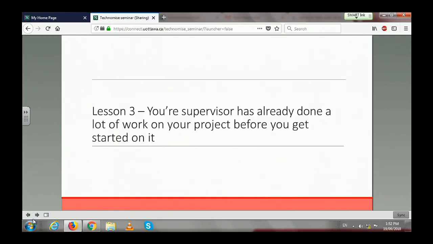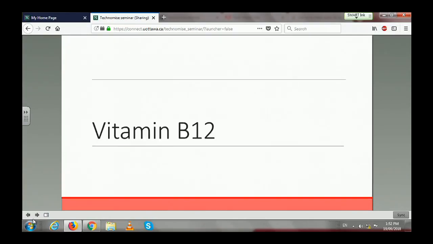So this is lesson 3. It took a long time to recruit those 700 animals. So remember, when you're going into a lab and you start a project, your supervisor has done a ton of work on that project before you start it. And I don't think I ever appreciated that as a grad student.